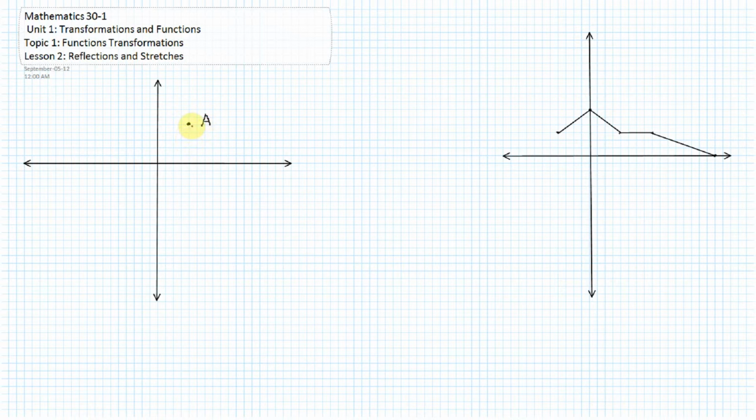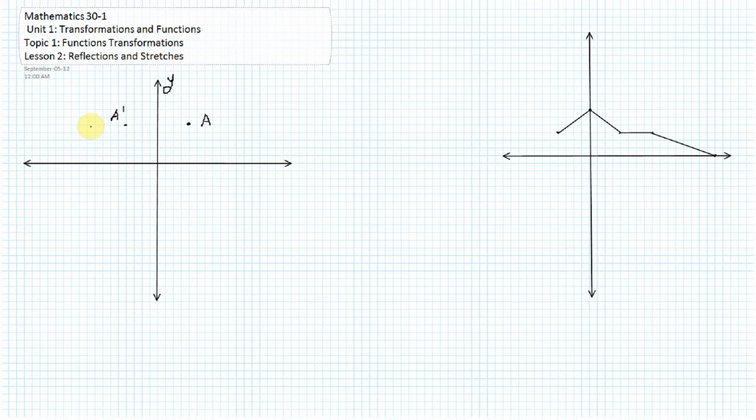And when we reflect A about our y-axis, we can see that A is 1, 2, 3, 4 units away from the y-axis on the right-hand side. So the reflected point is 4 units away from the y-axis on the left-hand side. And so we've now reflected point A about the y-axis.